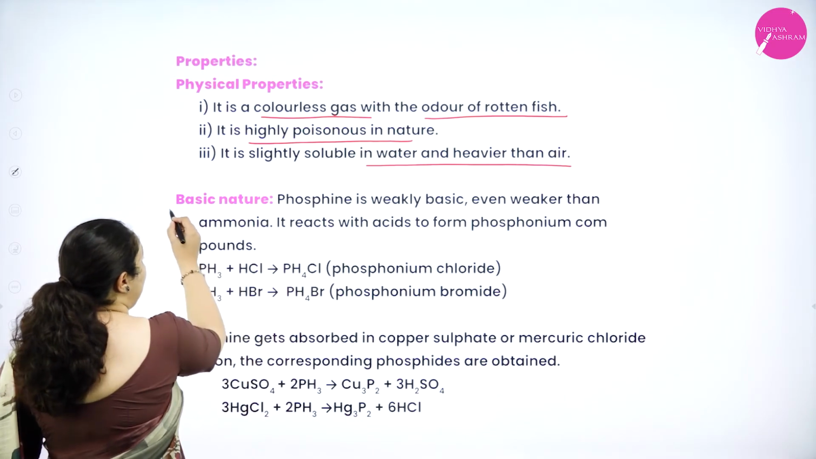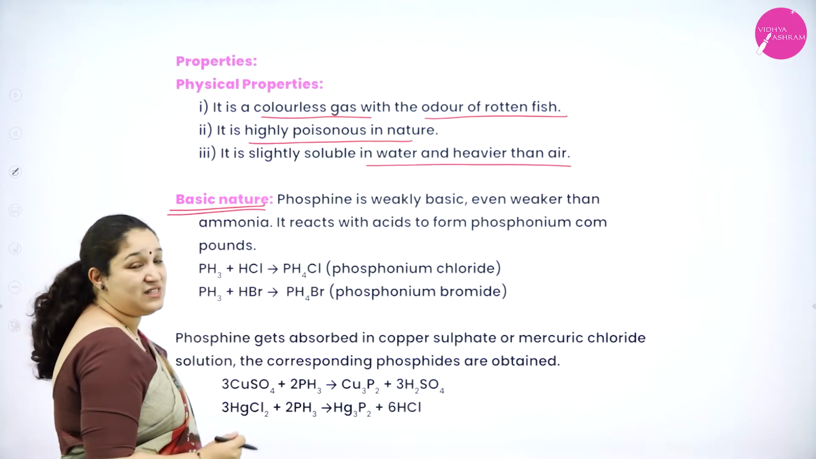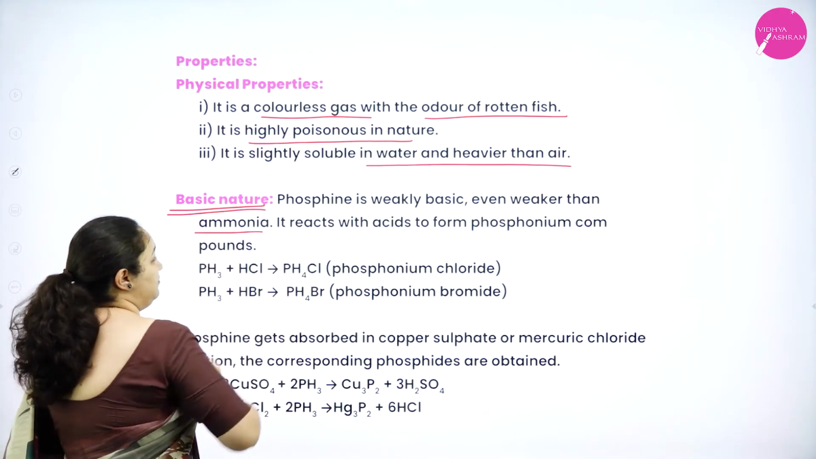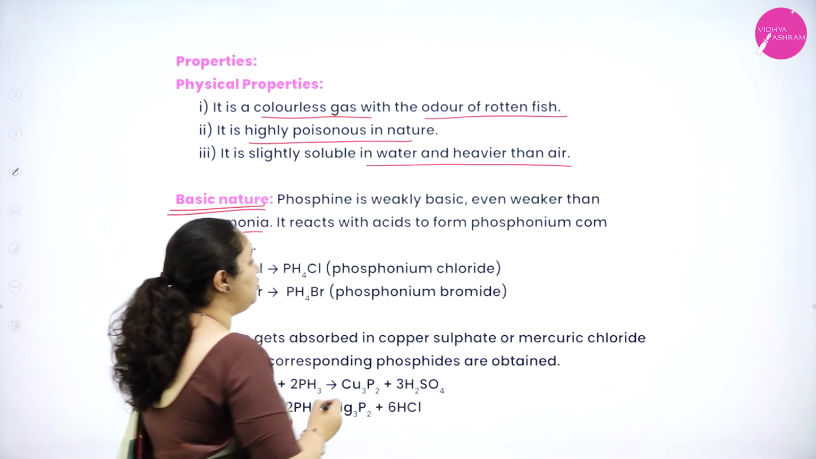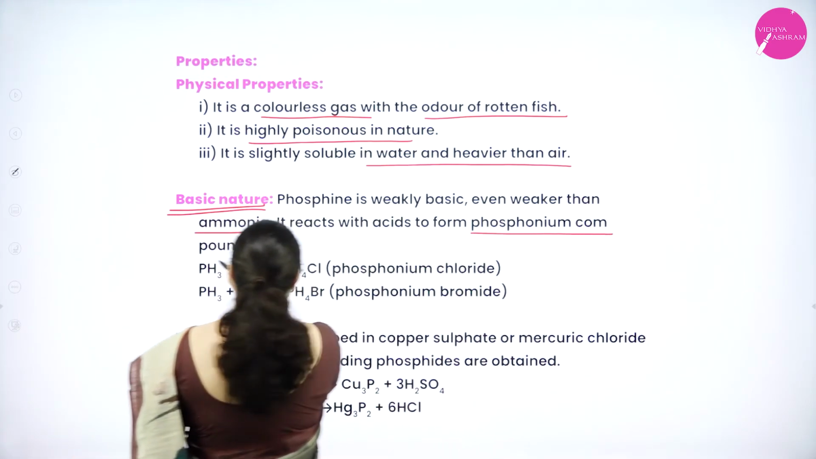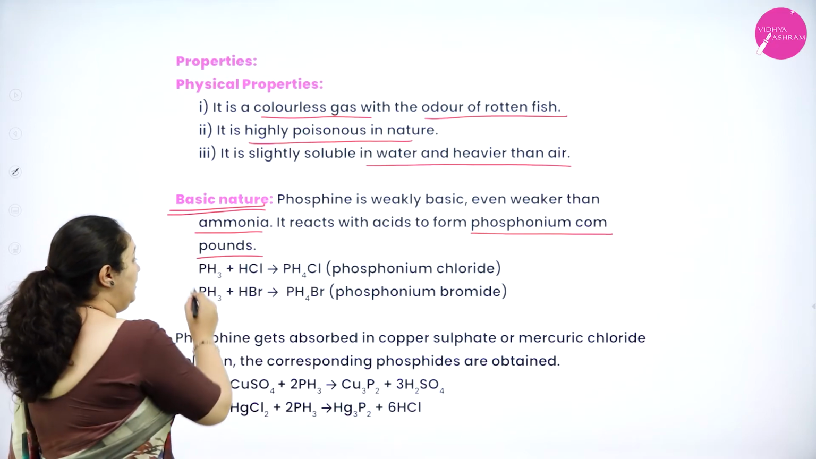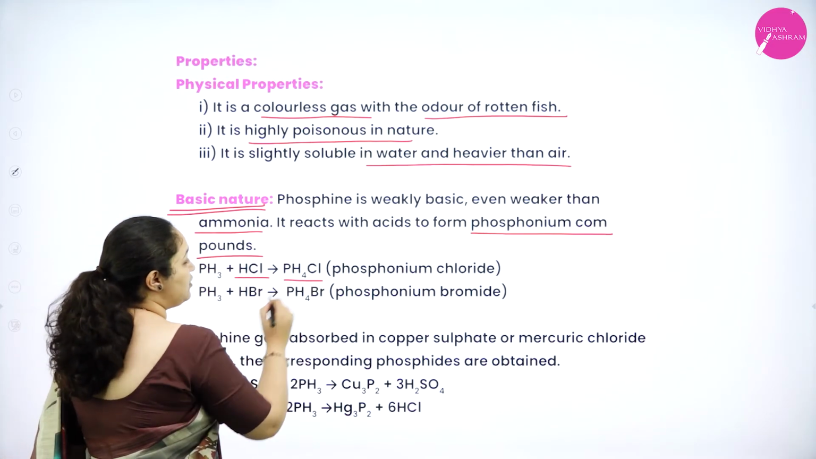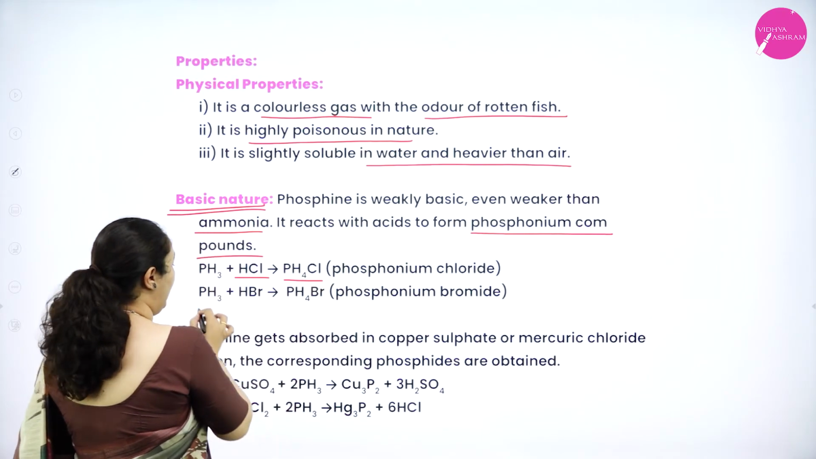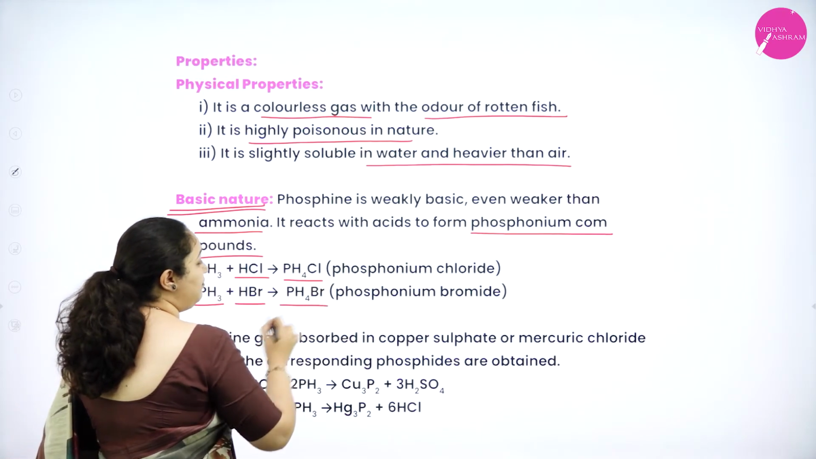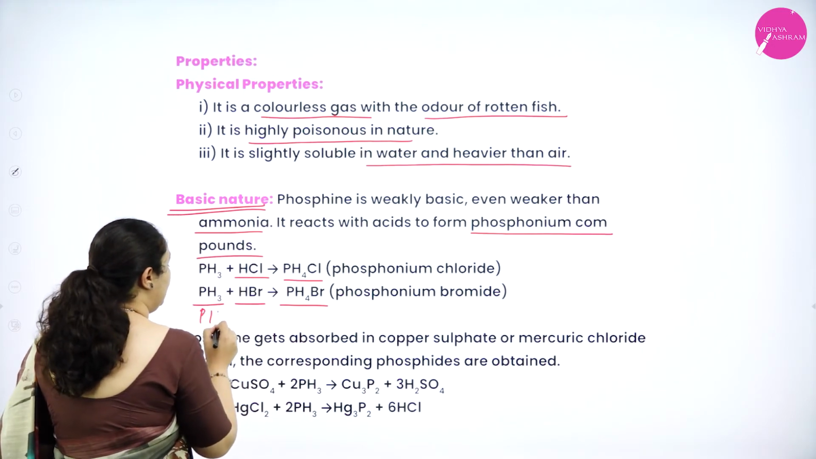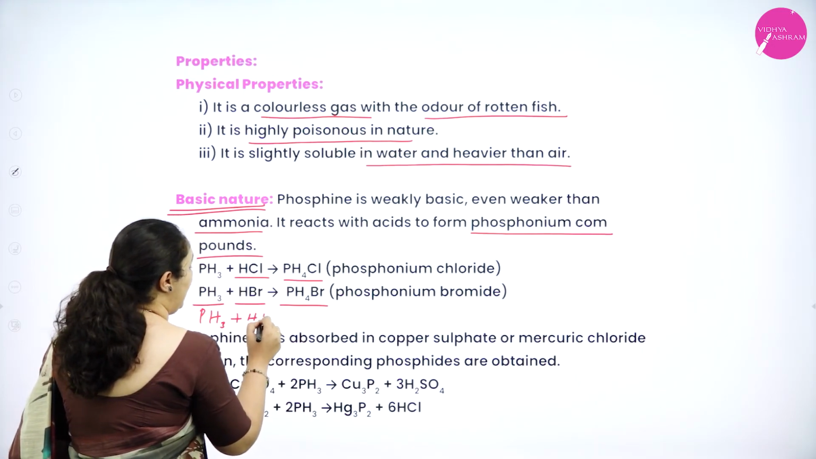Next, it is basic in nature, that is, it's a weak base, even weaker than ammonia. It reacts with acids to form phosphonium compounds. With HCl it forms PH4Cl, called phosphonium chloride, or with HBr it will form phosphonium bromide, or again with HI, which you already learned. PH3 with HI, what did you get?